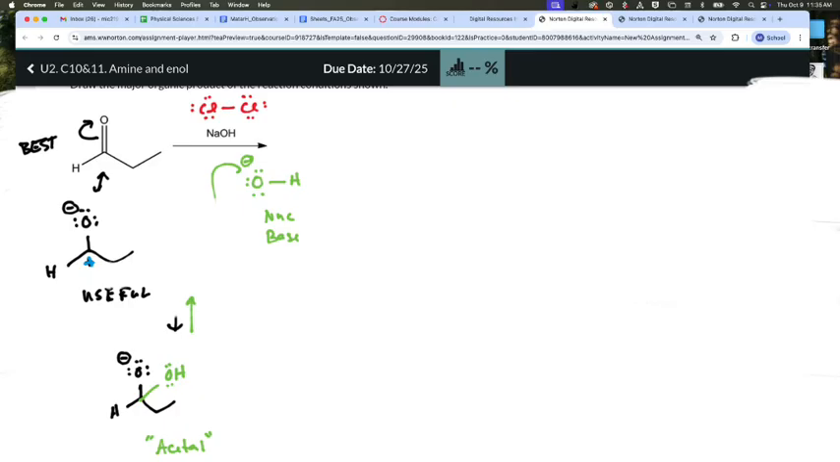If hydroxide is going to act as a base, what do we need to find? An acidic hydrogen. We would need to find a hydrogen. Oh, we've got a hydrogen drawn. Is that hydrogen acidic? Okay. The aldehyde hydrogen is always going to stand out there.